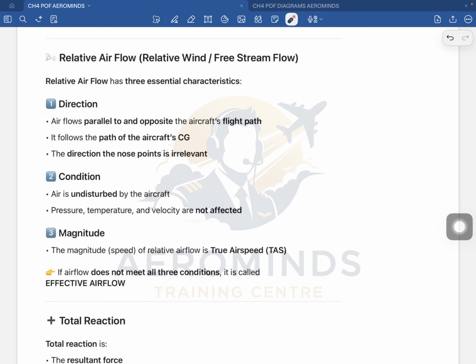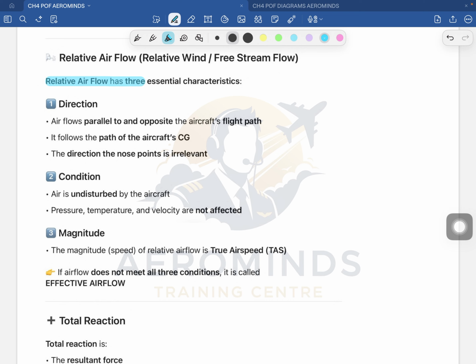In the direction, the air is flowing parallel to and opposite to the aircraft's flight path. That means the relative airflow always comes from directly ahead, opposite to where the aircraft is moving. It will always come from the front. So it follows the path of the aircraft's center of gravity, and the direction the nose points is irrelevant. Even if the nose is pointing slightly up or down, relative airflow is based on the actual flight path and not the nose direction. So remember this.